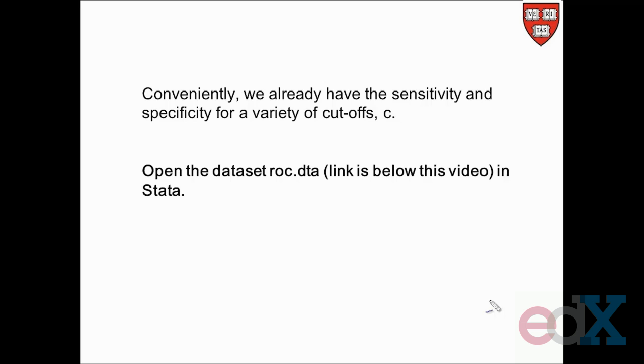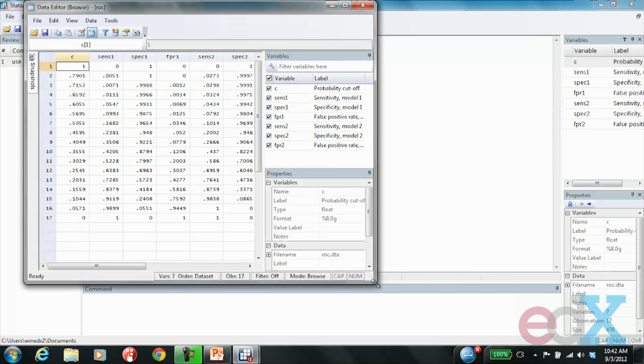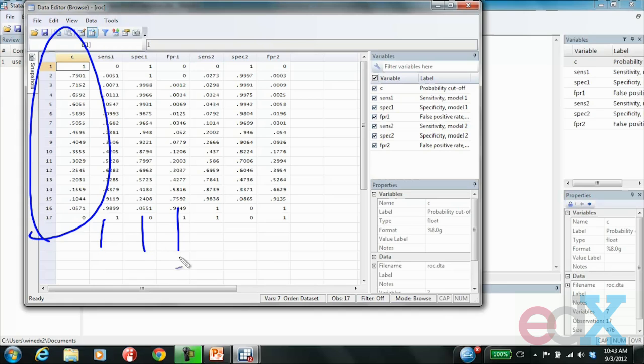So now go into STATA and open the dataset roc.dta, the link is below this video, within STATA. Once you have the dataset open within STATA, click on the data browser. You can see that this dataset contains 7 different variables. For this module, let's only look at C, the cutoff, sensitivity 1, specificity 1, and the false positive rate, the first one. So we've got 17 observations, meaning that we've looked at 17 different cutoffs. For each one, we know the sensitivity, we know the specificity, and we know the false positive rate.